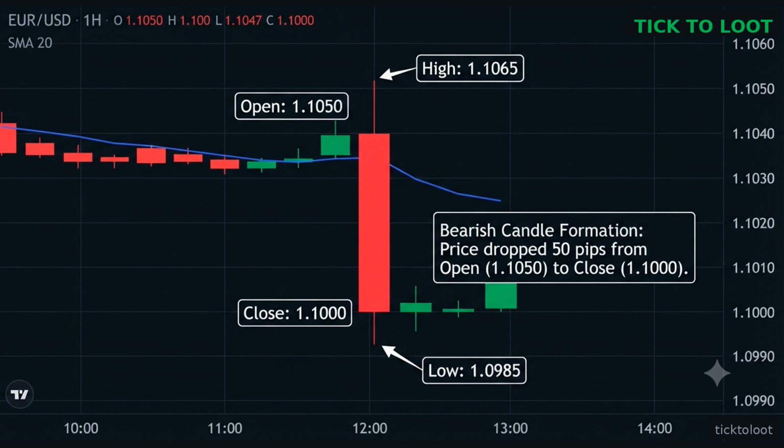On the other hand, if we see a red candle on our chart, it means that the close price was lower than the open price. For example, if the open price was 1.1050 and the close price was 1.1000, we would see a red candle. This indicates that the sellers were in control during that period and the price moved downwards.